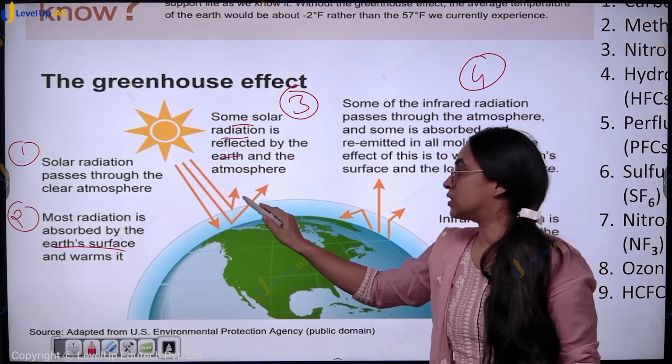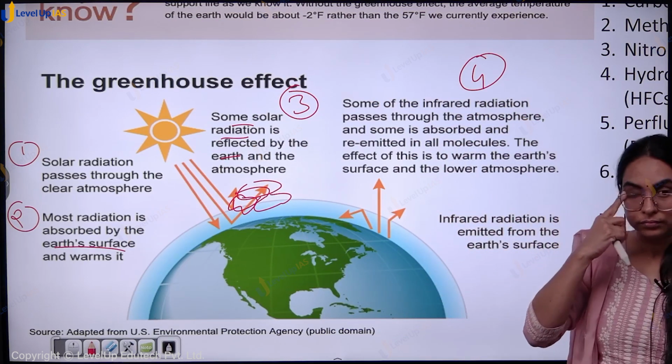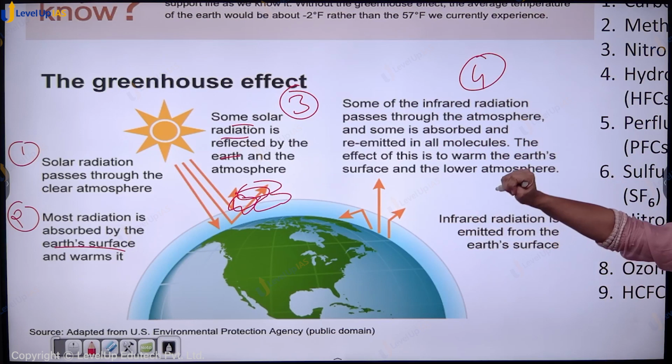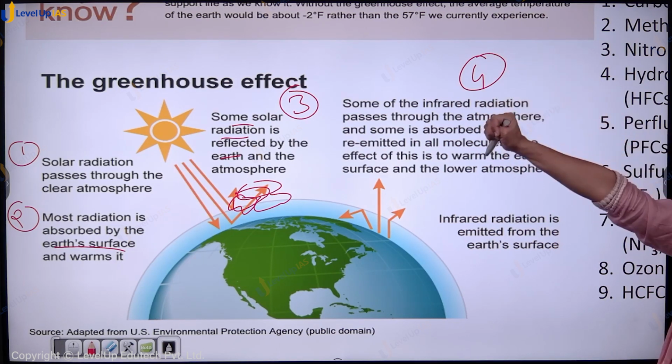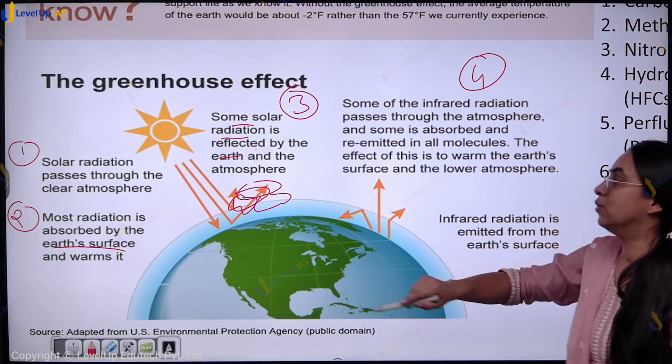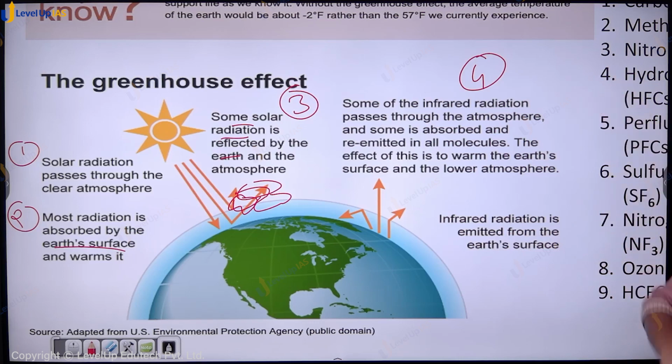Okay, clouds say. Anybody knows what this term is called? The solar radiation getting reflected by the atmosphere, by the clouds, by the ice caps. Albedo. So this is albedo. By the Earth and the atmosphere, some waves get reflected.